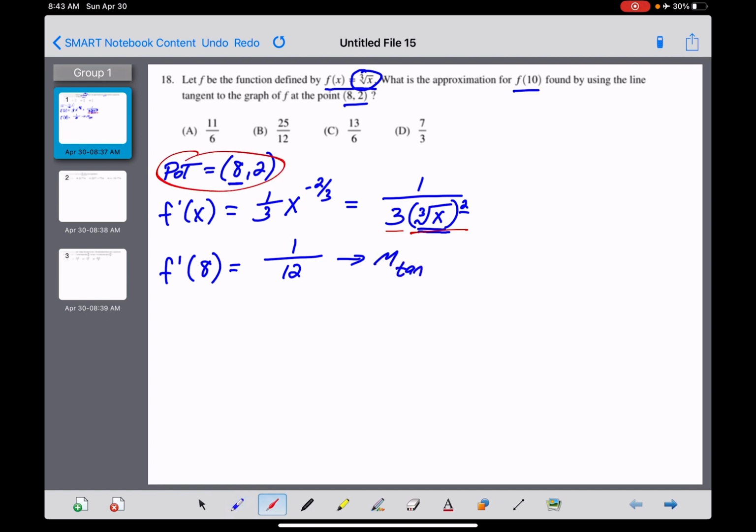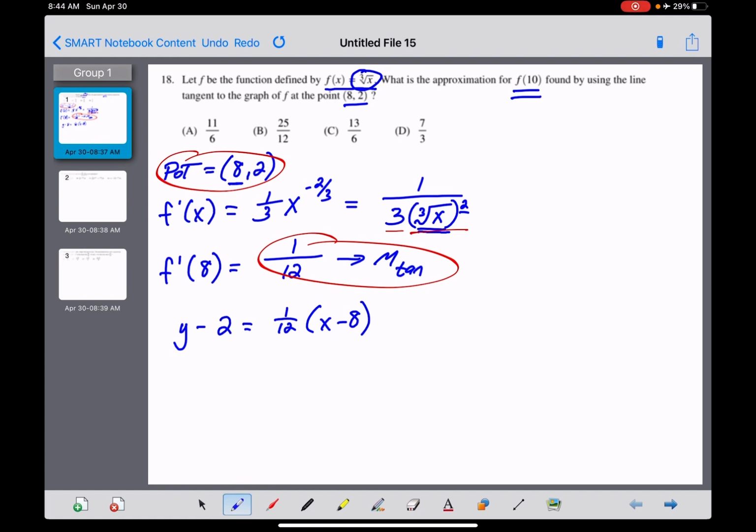So here's the point of tangency. Here's the slope of the tangent. Those are the two things we need to get our equation, and we'll begin in point slope form. y minus 2 is equal to 1/12 times x minus 8. And since what we're doing here is using the tangent line to approximate a value of, in this case, f of 10, we need to solve this thing for y, but it doesn't necessarily need to be in slope-intercept form.